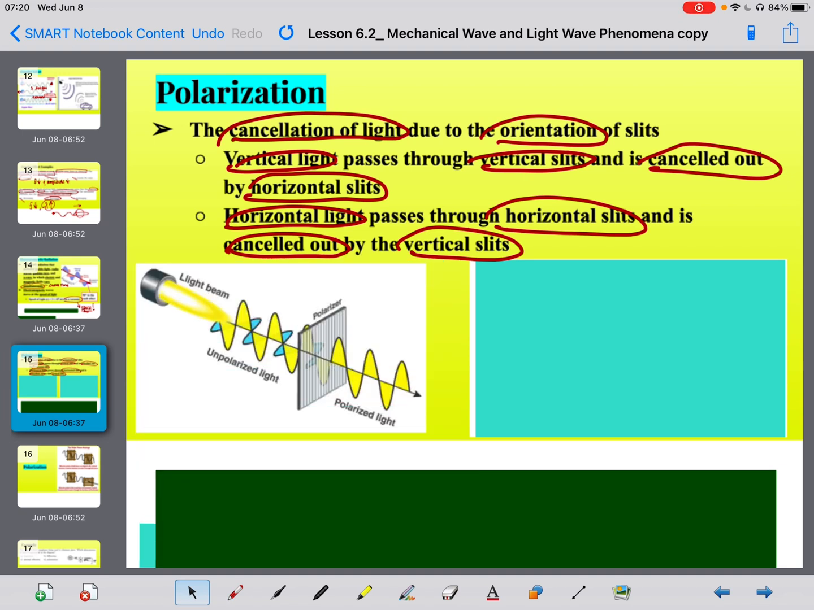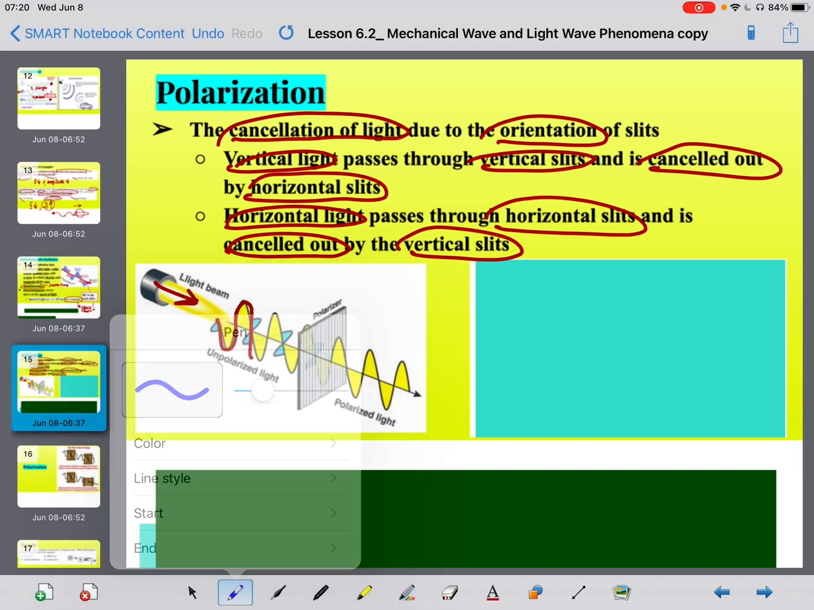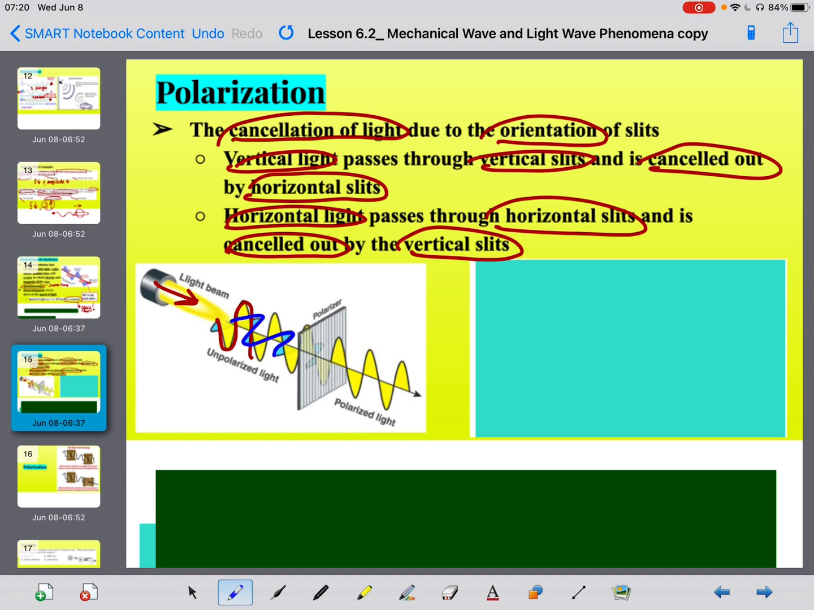So for example, look at this picture. There is a light beam. Notice that you have this direction, the yellow, and then you also have this blue direction, right? So you have two directions of light. You put in a polarizer, right? This one is vertical because we said that vertical light can pass through vertical slits. However, if this polarizer is vertical, notice what type of light comes out. Well, only the vertical one, because the horizontal light was canceled out due to that vertical slit.